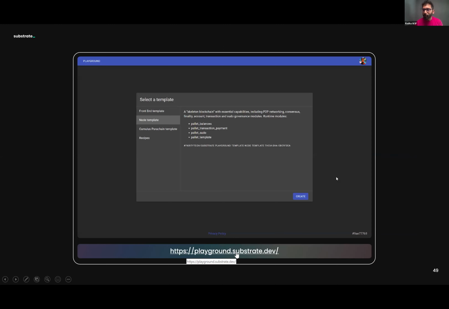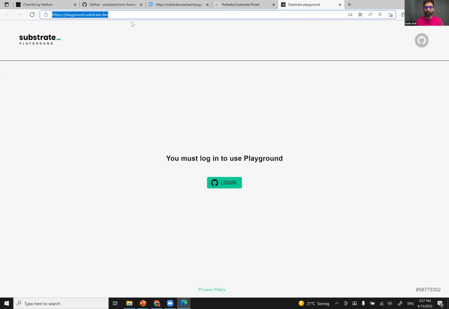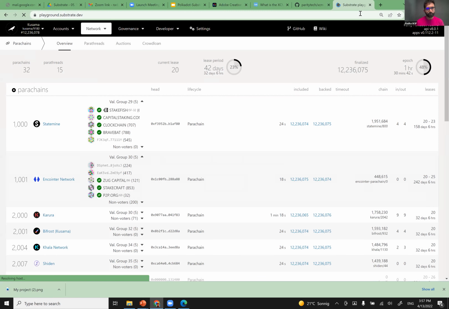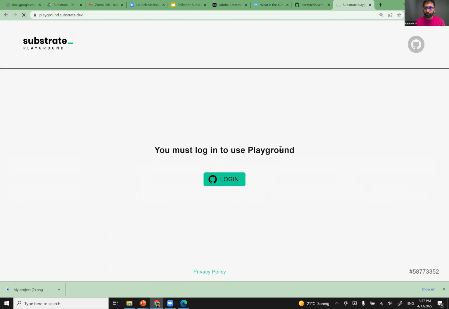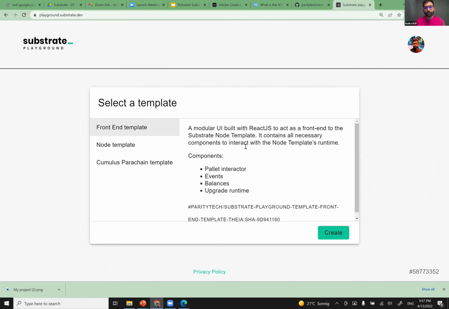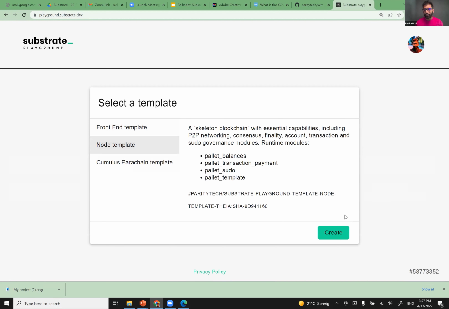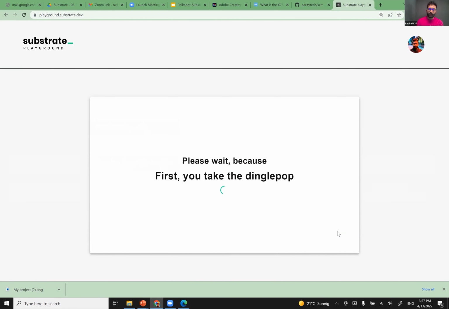And if you want to quickly check, without even installing, what Substrate is all about, feel free to open playground.substrate.dev. Let me open this here. Okay, so it already has the starter code for you to play around with. You don't have to configure anything on your system. It works on a browser. So let me create this and see what goes on.